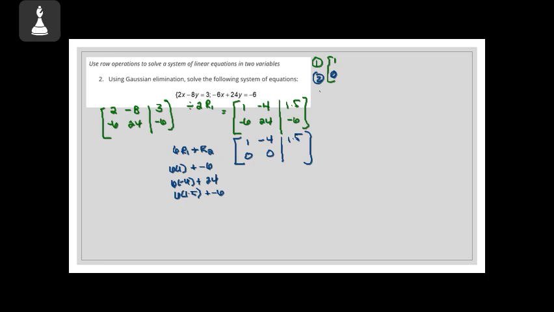So I got my 0 there, but if I look at this bottom row here, this is saying 0x plus 0y equals negative 3, which is not possible. So there is no solution to this equation.